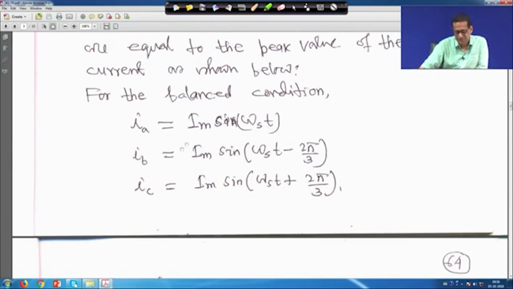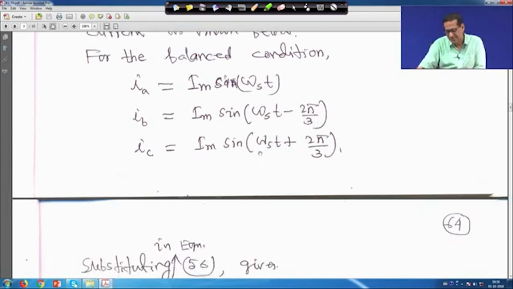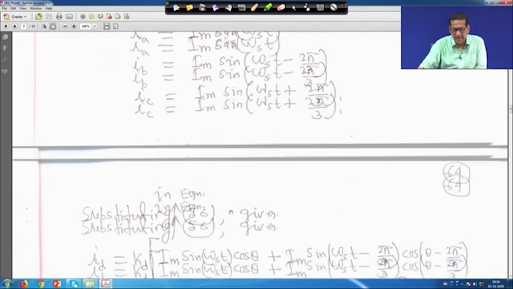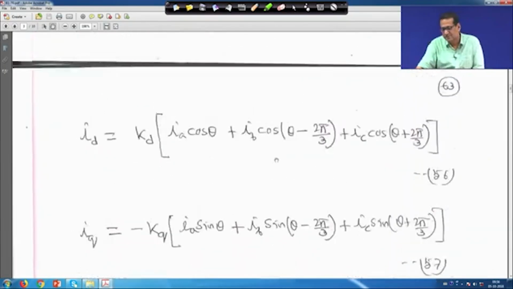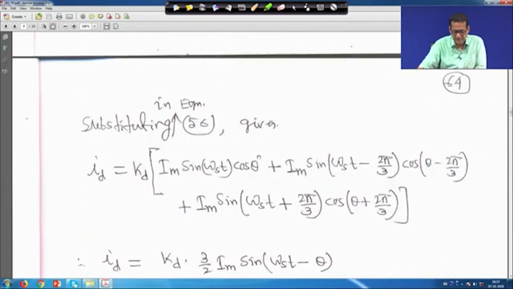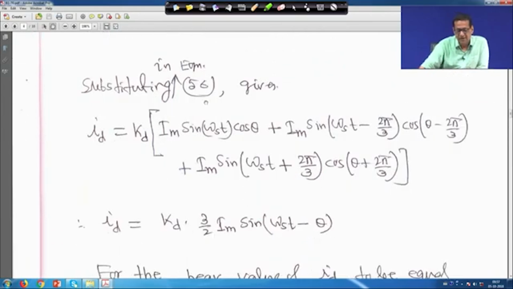Im is the peak value. So ib is equal to Im sin(omega s t minus 2 pi by 3) and ic is equal to Im sin(omega s t plus 2 pi by 3). This we know. Now if you substitute ia, ib, ic in equation 56 and simplify, the expression will be like this.